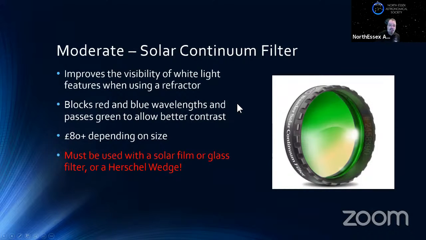That increases the contrast, and it means you've got fewer light wavelengths to focus, to potentially get a sharper image. At about £80, depending on size, you must use them with a solar film, glass filter, or Herschel Wedge. They're not to be used on their own. They're just an aid to using one of those filters.